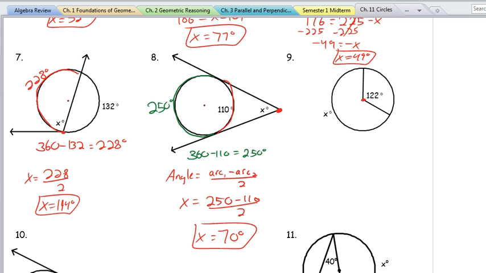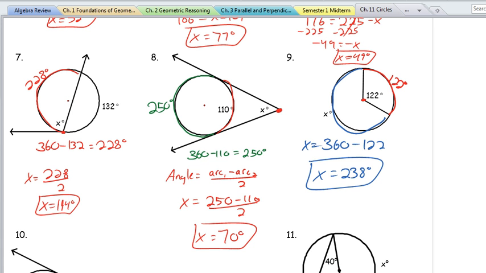That's a central angle. That's the easiest one we've got. 122 degrees from here to here. So to figure out x, or the rest of that, we're going to do 360, or x equals 360 minus 122, or x equals, what is that going to be, 238 degrees. Okay.